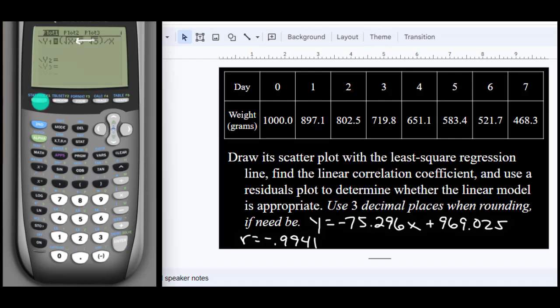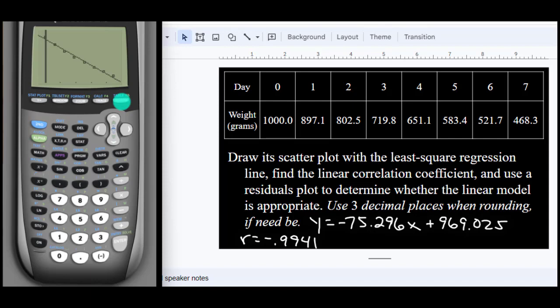So let's go to Y equals, and let's clear that out, and let's type this in: negative 75.296x plus 969.025. And I don't need that arrow there anymore, so let's get rid of that. And then we're just going to graph it again, and we're going to see. All right, well, look how that line does a really pretty good job of modeling those data points.